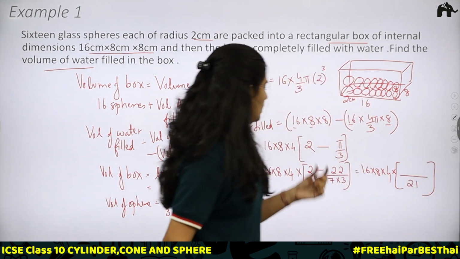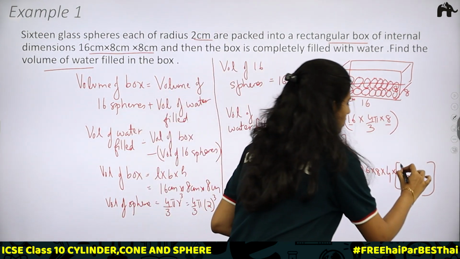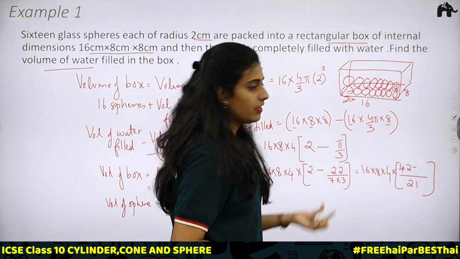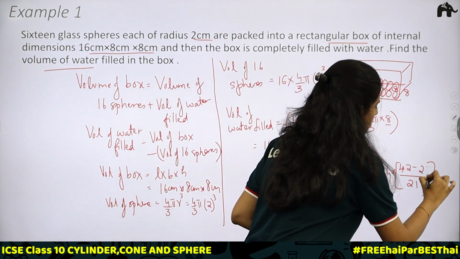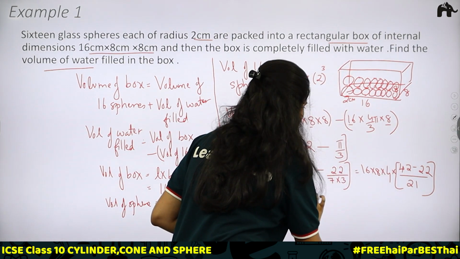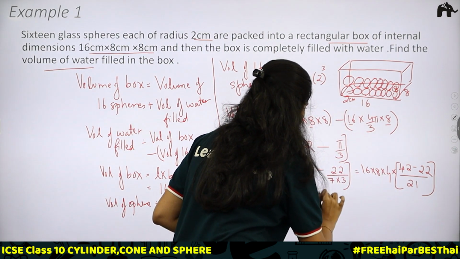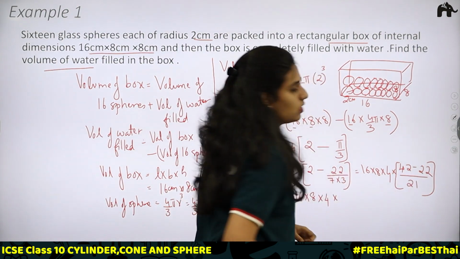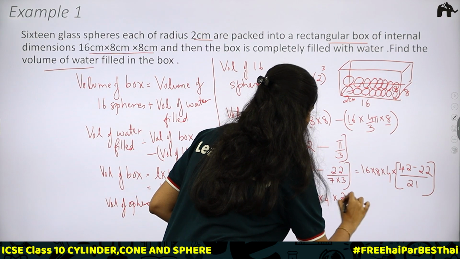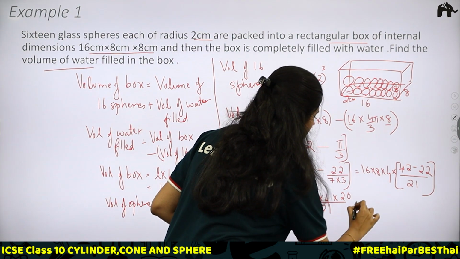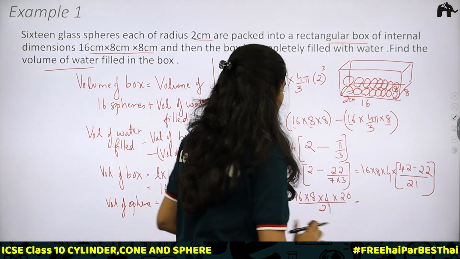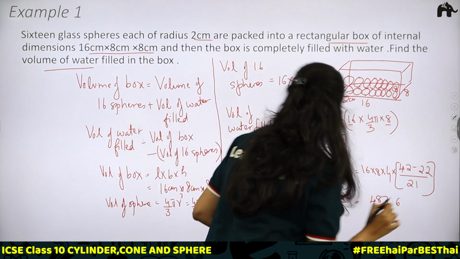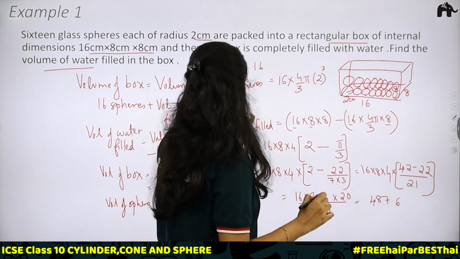Denominator will be having 21. 21 into 2 is 42 minus 21. Here we have 21. Therefore, 22, which is equal to 16 into 8 into 4 into 42 minus 22 is 20, divided by 21. When you do the calculation, the final answer will be 487.6. Here we have found the volume of water filled.